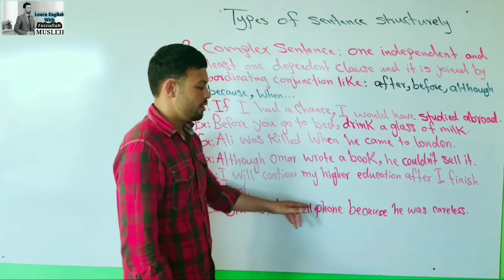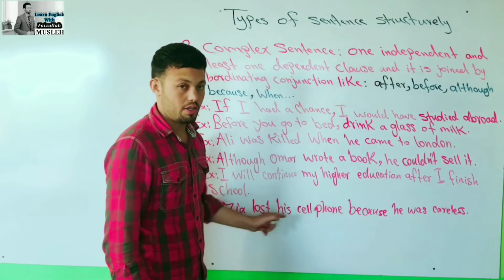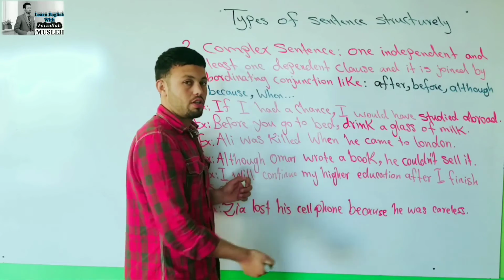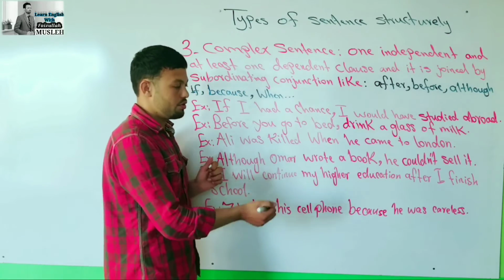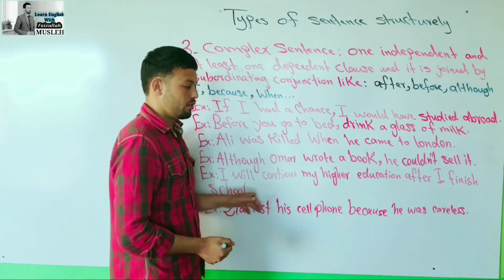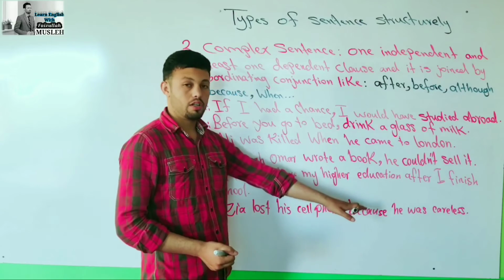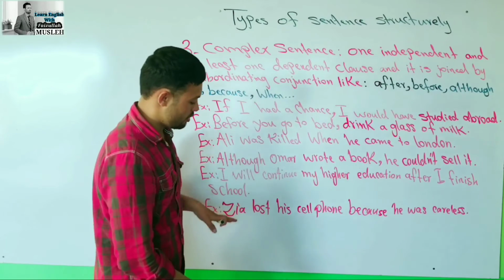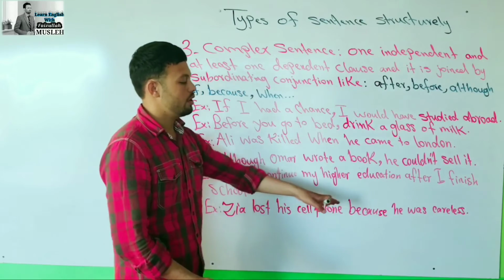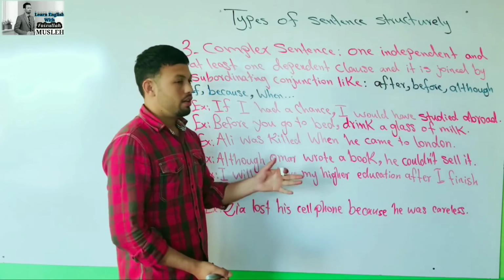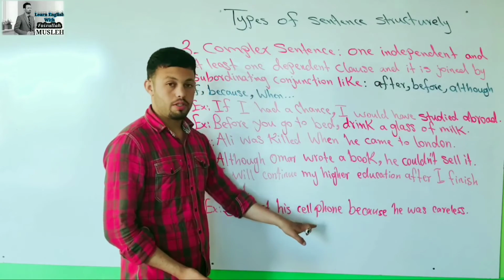But if I say, because he was careless, Zia lost his cell phone, then I have to use a comma. Okay? Because he was careless, comma, Zia lost his cell phone. But if I write it this way, Zia lost his cell phone because he was careless, we do not need a comma after the independent clause.